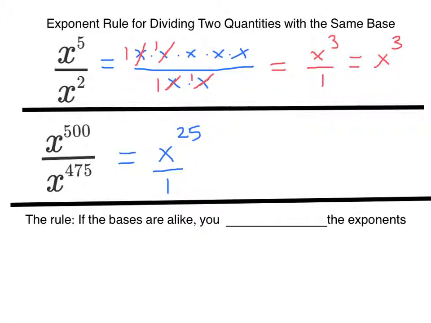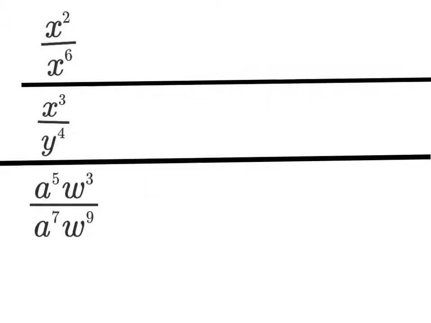Since we canceled 475 x's from both the top and the bottom, to see how many remain in the top, we did a subtraction. This kind of leads to the rule that says if the bases are alike, you may subtract their exponents. So you should write subtract in the blank to finish off the rule. Well, let's look at these additional problems together.